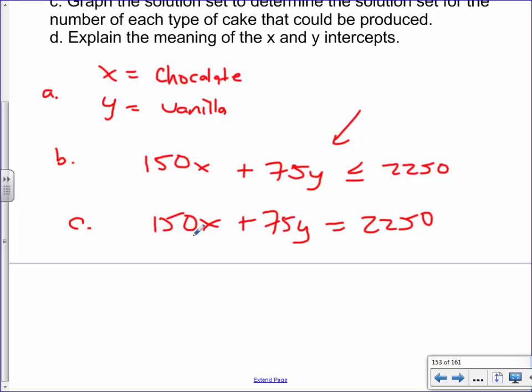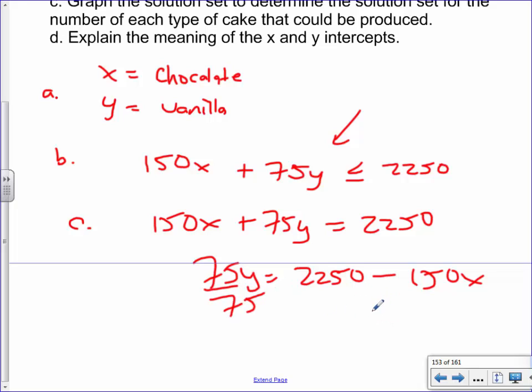Subtract the 150x, and then what did you say? I just said bring x to 1. Oh, okay, yeah, so same thing then. So make 75y equals 2250 minus 150x. And what else do I have to do?